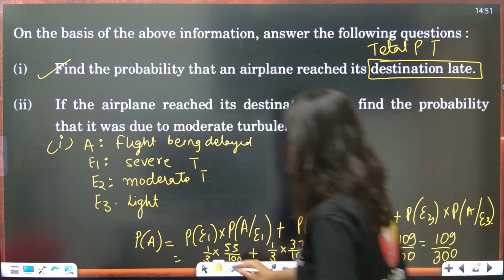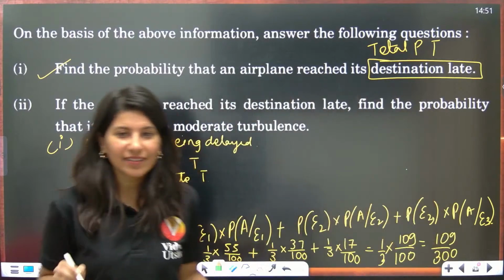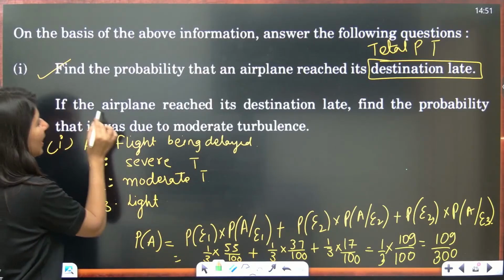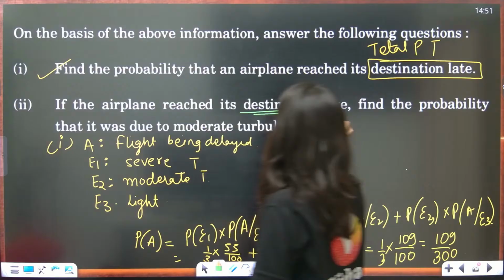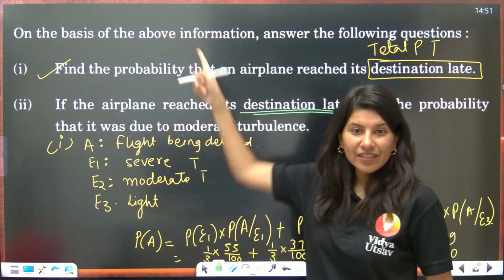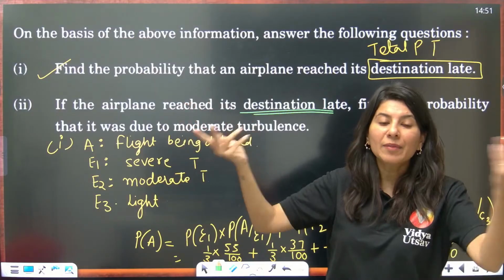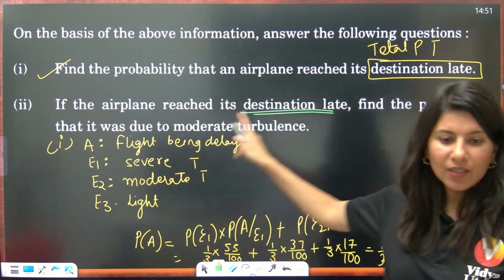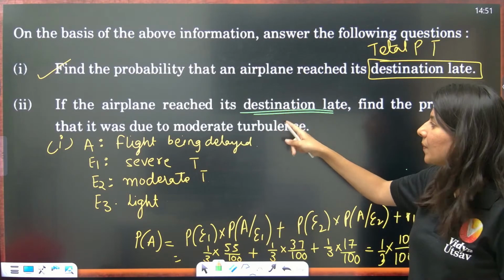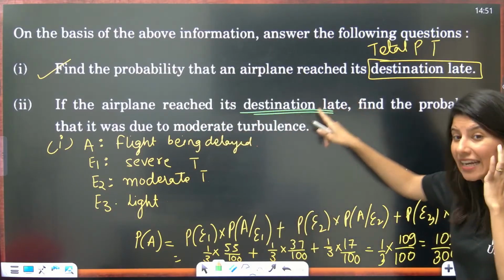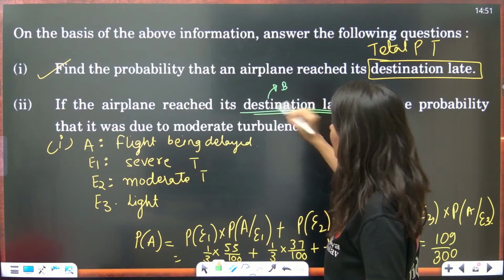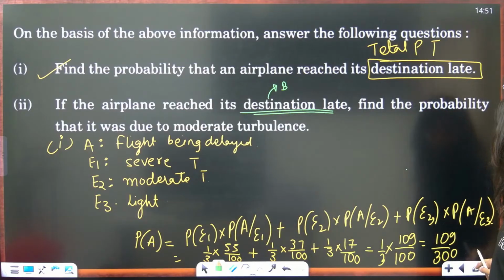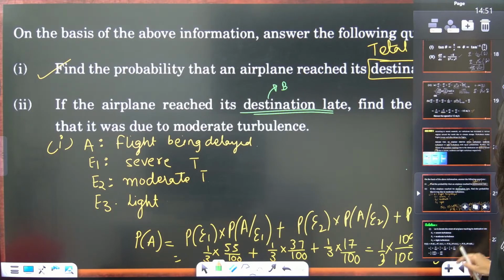Okay, everybody, I think you guys are clear. Now, I think this cage wala question was a little bit, I also didn't like. If the airplane reached its destination late, now can anybody tell me, if this is total probability, the second part will be from which theorem? Second part, if the airplane reached its destination late, that means something has already happened. Okay, find the probability that it was due to moderate turbulence.